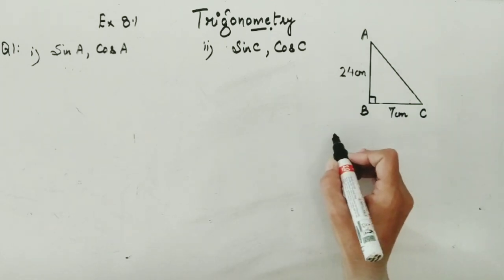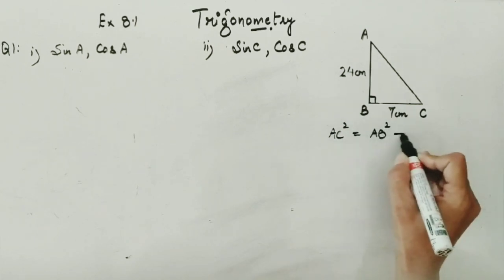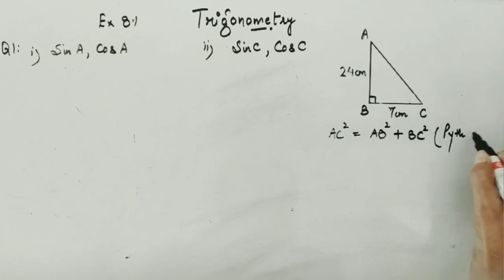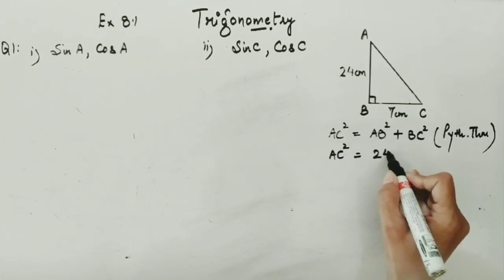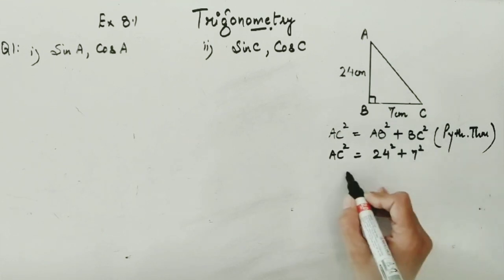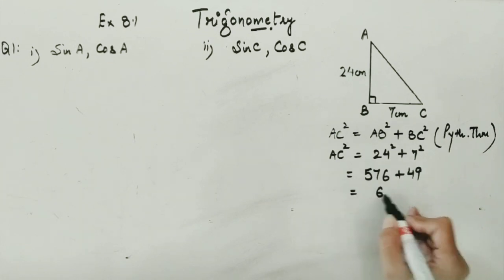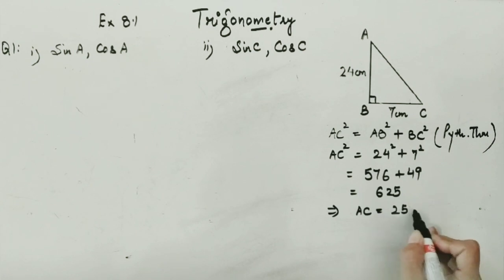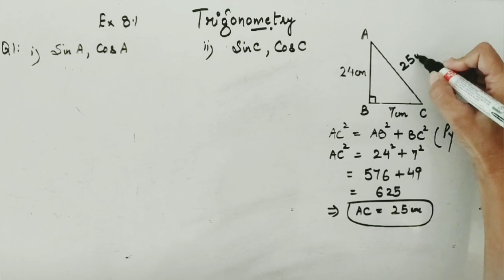So let's quickly calculate AC. We would apply Pythagoras. So AC square we know is AB square plus BC square. This is application of Pythagoras theorem. So AC square would become 24 square plus 7 square, which is 576 plus 49, which makes it 625, and hence AC is 25 centimeters. So hypotenuse is calculated as 25 centimeter.